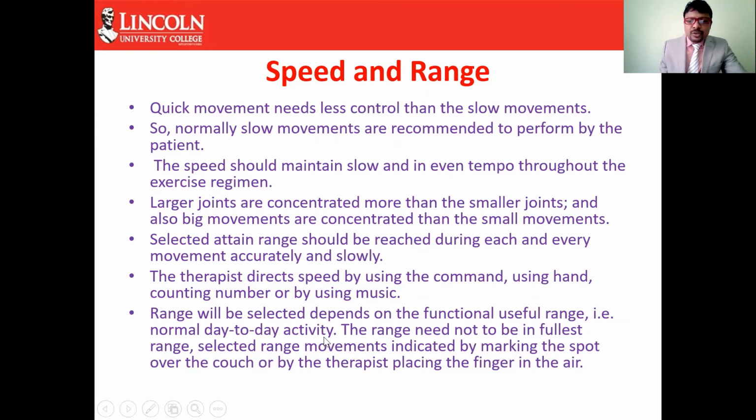The selected attained range should be reached during each and every movement, accurately and slowly. So we have to train each and every movement. For example, if you take the wrist joint, we have to give all the movements: wrist extension, wrist flexion, and also radial deviation and ulnar deviation. So we have to give each and every movement.